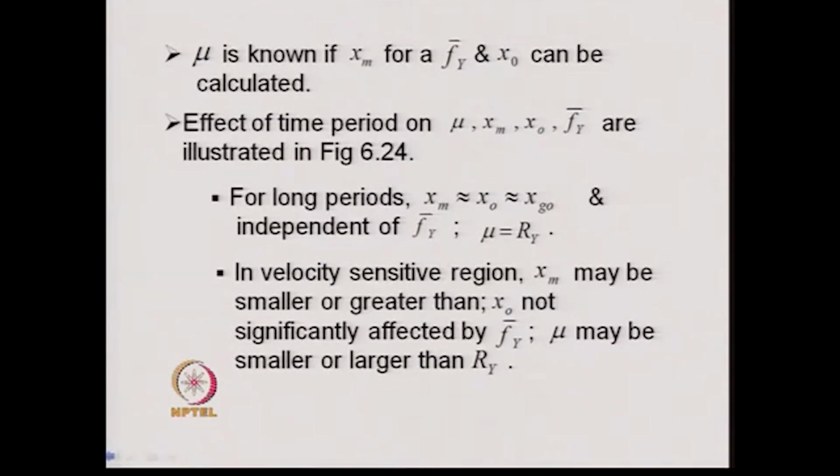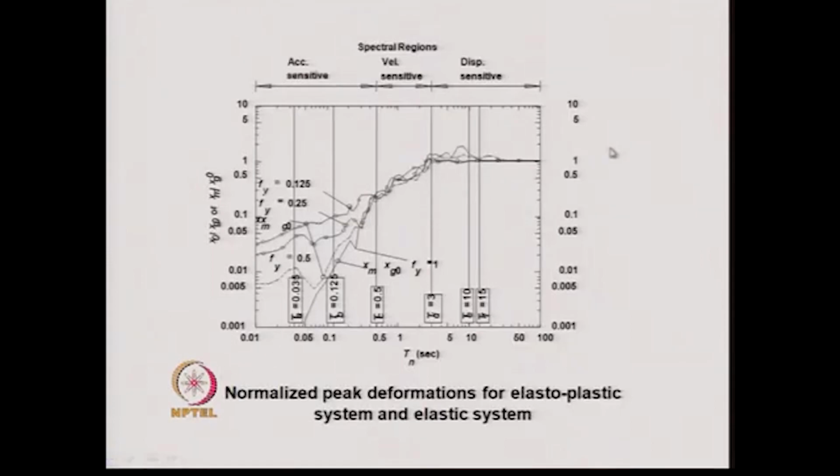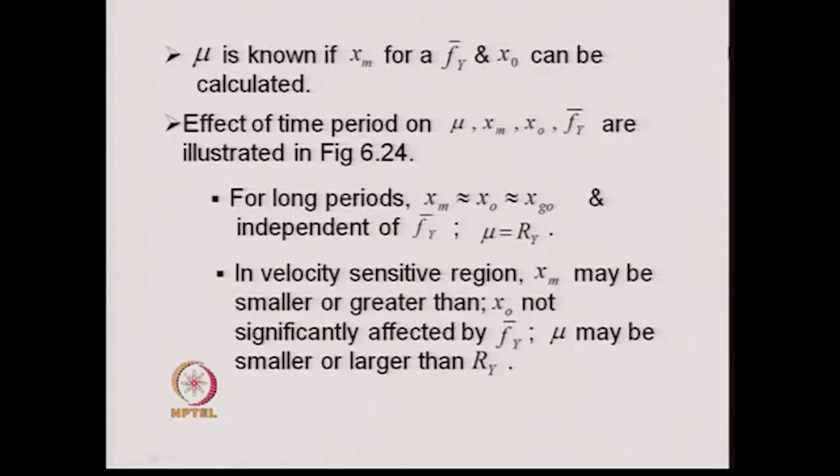Now, from the figure the following observations can be made. First, for long periods, that is in the displacement sensitive zone, we find that xm is almost equal to x0, or equal to xg0, and this value is independent of f bar y. We can see that in this zone, irrespective of the values of f bar y, all the values are more or less the same and equal to 1, that means xm is equal to x0 is equal to xg0, and therefore in this range mu is simply equal to Ry.